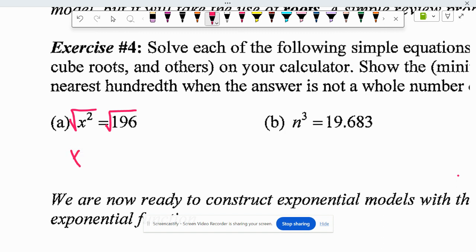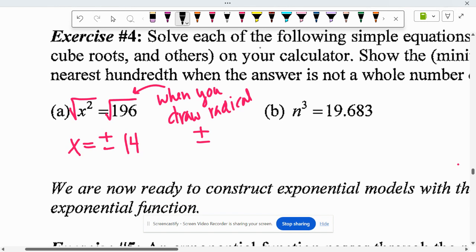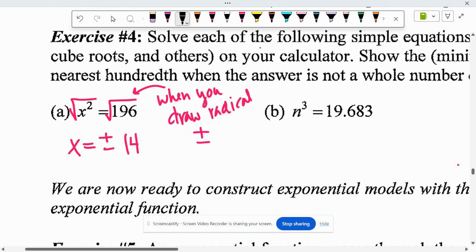Okay. So that means x equals, well, I want to tell you something. When you actually draw the radical symbol, you have to remember that square roots have both a positive and a negative root. So what is the square root of 196? Yeah, it's positive or negative 14. Why is it both? Because a negative times a negative is a positive.